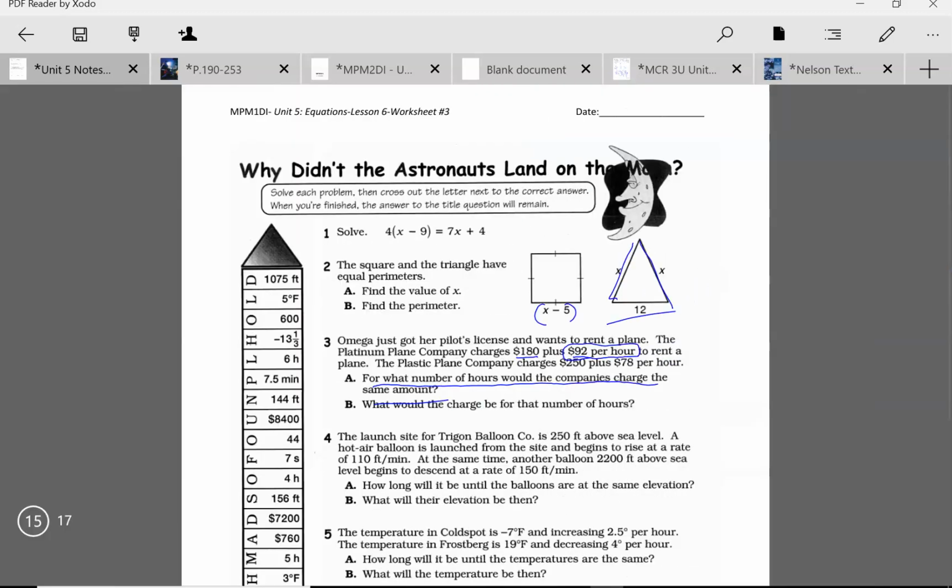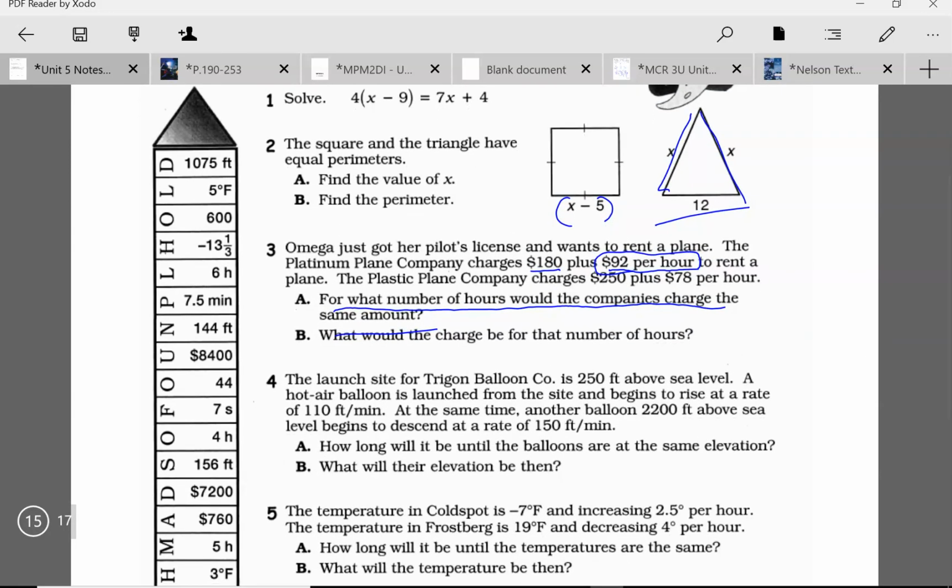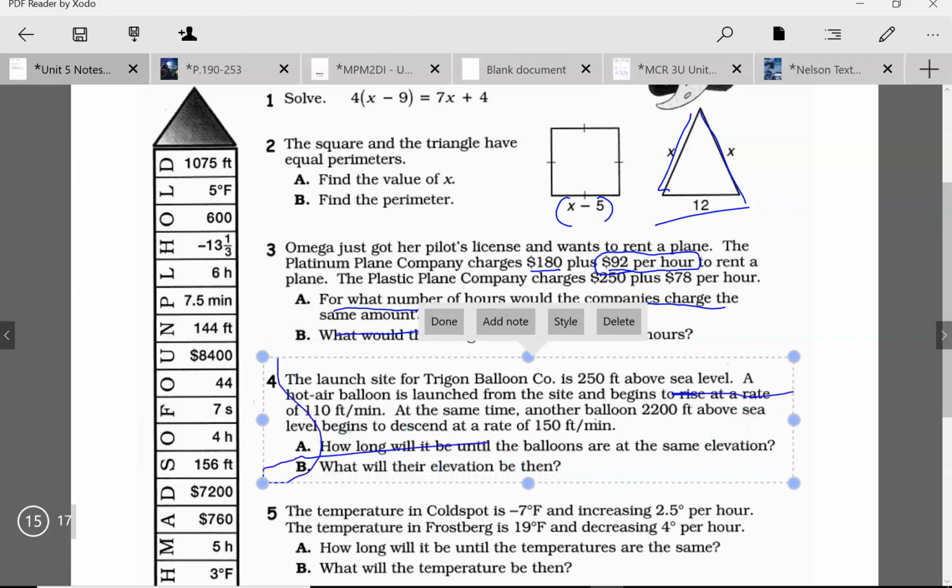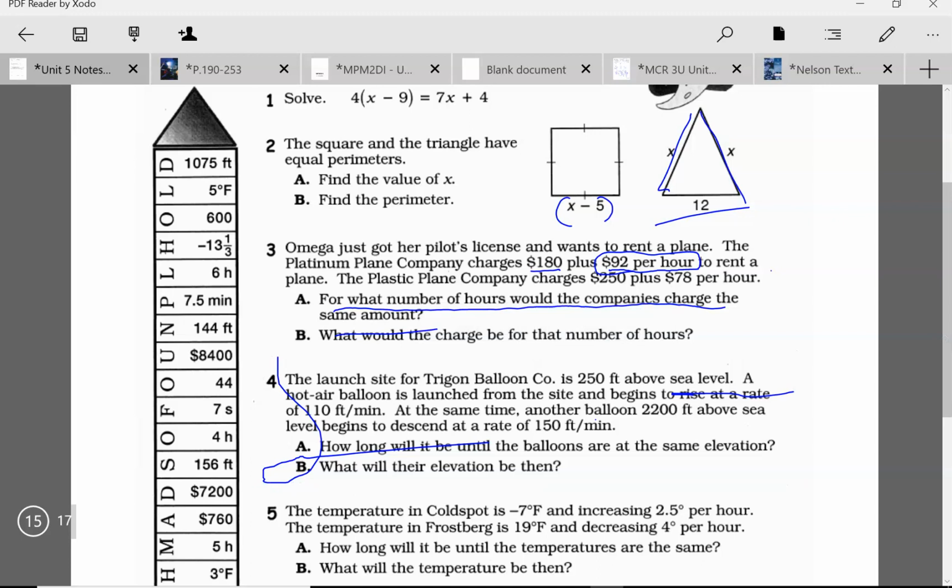Okay, now let's take a look at question 4. The launch site for Trigon Balloon Co. is 250 feet above sea level. A hot air balloon is launched from this site and begins to rise at a rate of 110 feet per minute. Again, this indicates that we might have to multiply it by something.